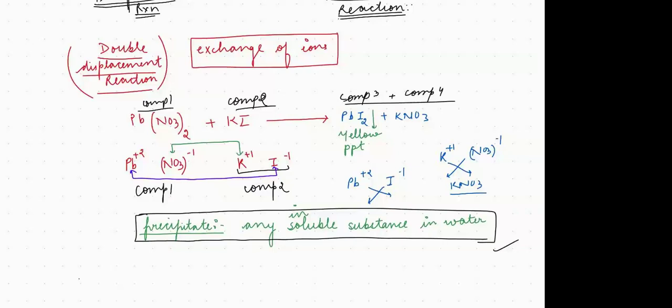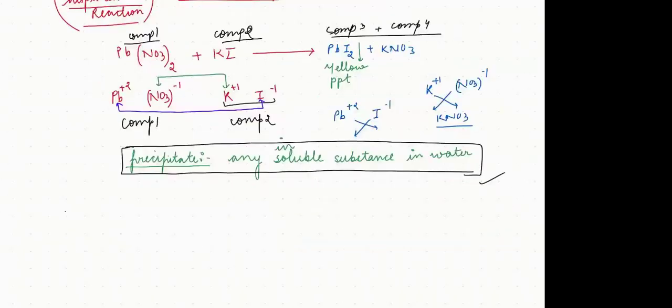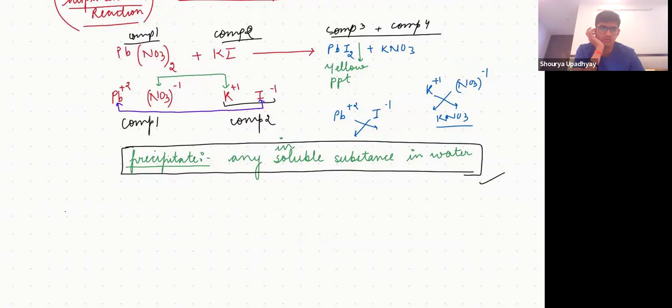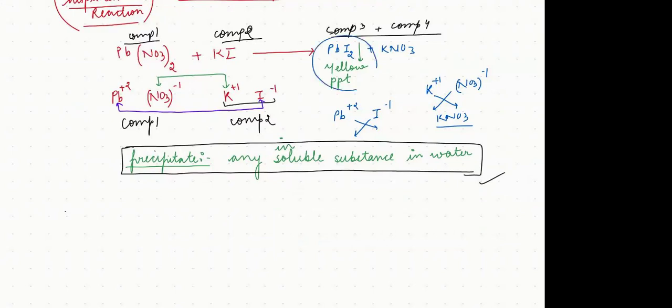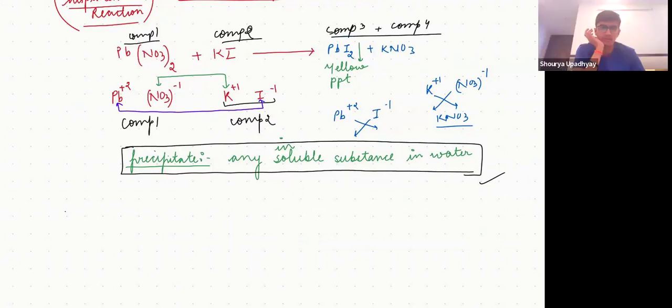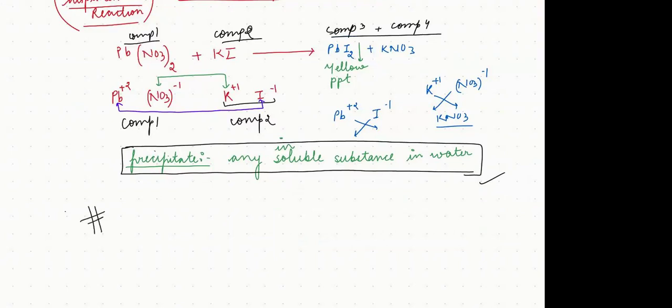Now have a look here again. So let's suppose this is a double displacement reaction. And in this double displacement reaction, what exactly do you think is going to happen? Just tell me. That PbI2 here shall be formed as a precipitate. Are you understanding my point or not? Yes, ma'am.